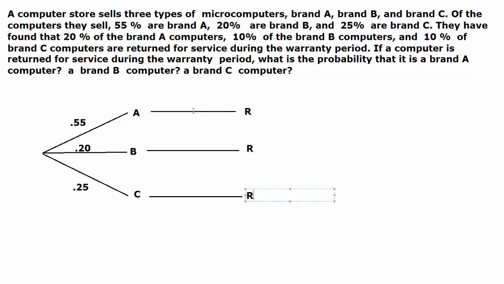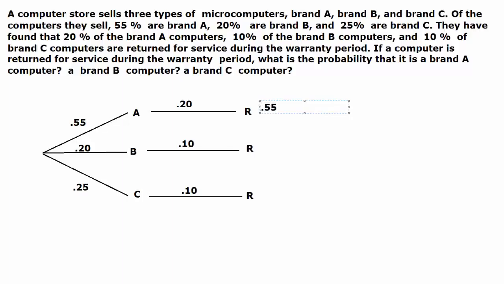That means if I have a brand A microcomputer, then I know that 20% of these devices come back for service during the warranty period, and the proportion for brand B is 0.10, and we're going to approximate these proportions to probabilities in an empirical manner. And for brand C it is 0.10.